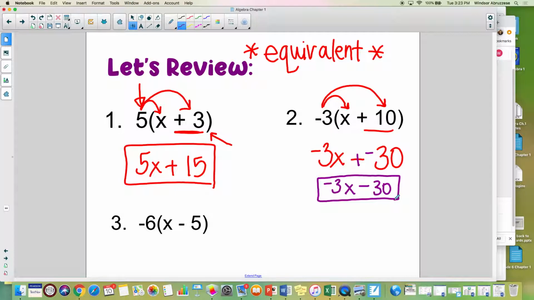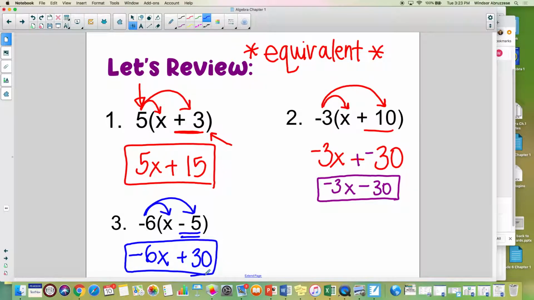Number 3, I have negative 6 times the quantity of x minus 5. So again, negative 6 times that x, and negative 6 times a negative 5. You always look at the sign in front. So negative 6 times x is negative 6x. Negative 6 times negative 5 is a positive 30. And that is your equivalent expression.